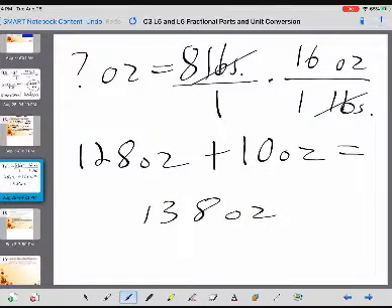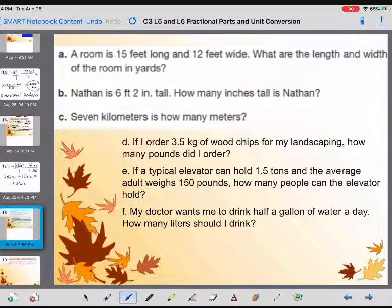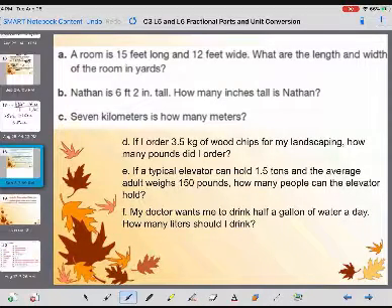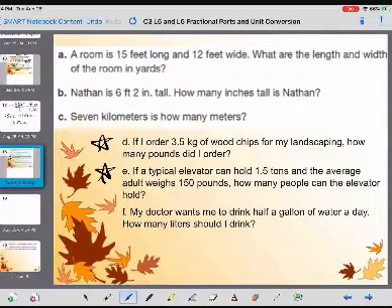All right, let's keep going. So now we have a few examples in our lesson practice set. So we're just going to go ahead and look at 2 more. Let's look at D, and let's also look at E. D tells us 3.5 kilograms of wood chips are needed for landscaping, and how many pounds did I order?